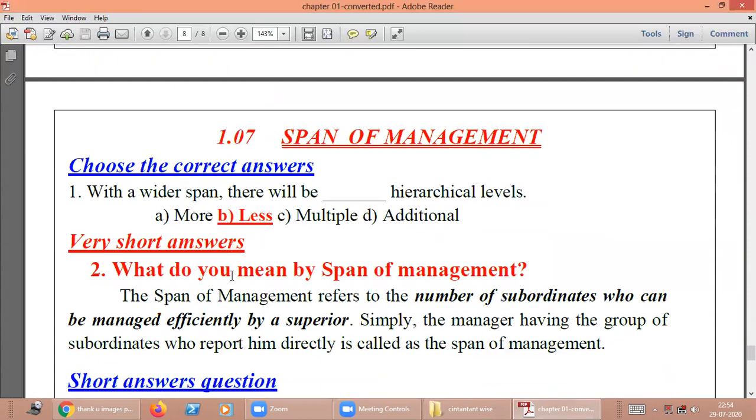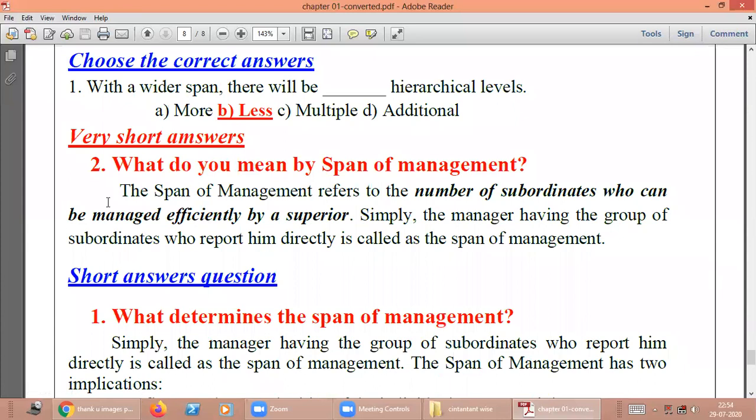Okay, next, the last topic is span of management. Span of management means the number of subordinates an efficient supervisor can manage. We have to give subordinates to those who can get the work done. The person should know the work and have the ability to get work done; only then do we assign subordinates within the span of management. These are the short answers that come in the 3-mark question itself.